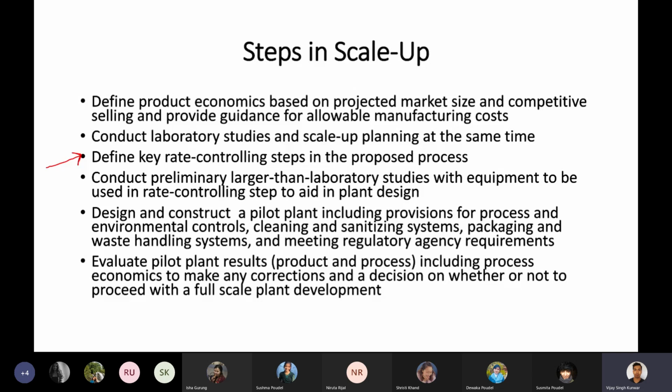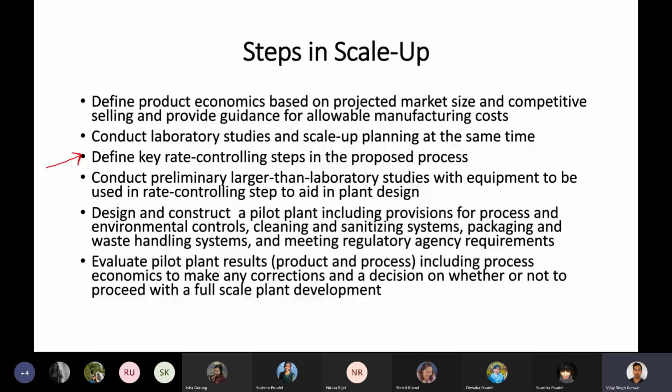So laboratory scale ma there are very limited problems, but scale up studies ma you have to try to include all those problems that you might encounter in the industrial scale: sanitation, cleaning, the different processes or rate limiting steps. So evaluate the pilot plant results, product and processes, including process economics, to make any corrections and a decision on whether or not to proceed with the full scale plant development. About full scale plant development, that elaborate plant, you have to come up with the final answers. Scale up industry.